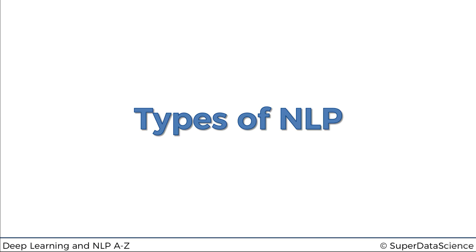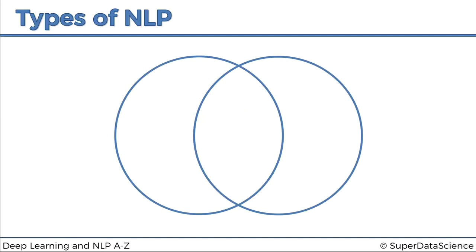Hello and welcome back to the course on deep natural language processing, and today we're going to talk about the types of natural language processing. So we've got a Venn diagram with two circles in it, and we are going to look at the different areas of natural language processing that are going to come up in this course.